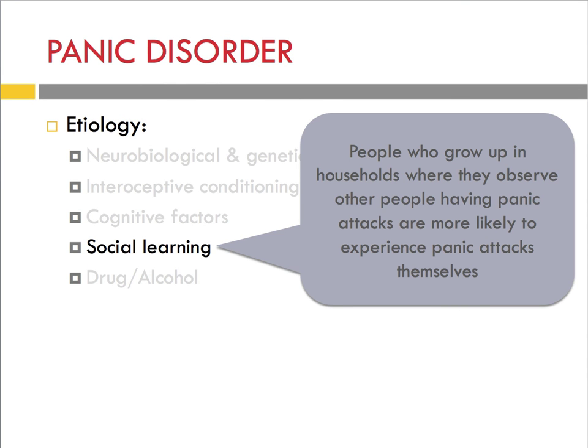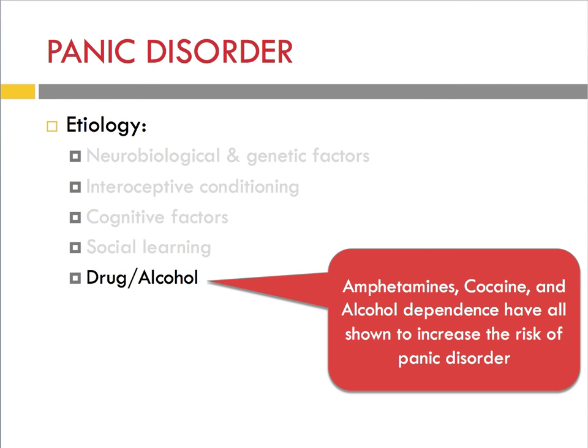In terms of social influences, research has suggested that panic disorder might also be the result of social learning. And the basis for this conclusion is that people who grow up in households where they observe other people having panic attacks themselves have panic attacks at higher rates than individuals who did not have household members who displayed those same symptoms. And finally, recreational drug use has also been implicated in the incidence of panic disorder, with individuals who have amphetamine, cocaine, and alcohol dependence all showing an increased risk for panic disorder.